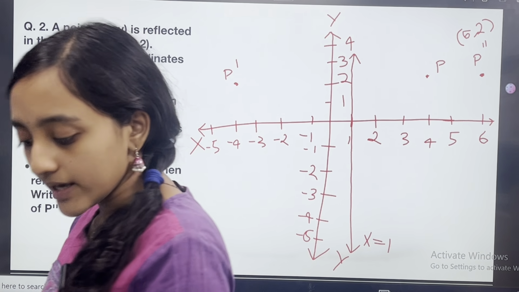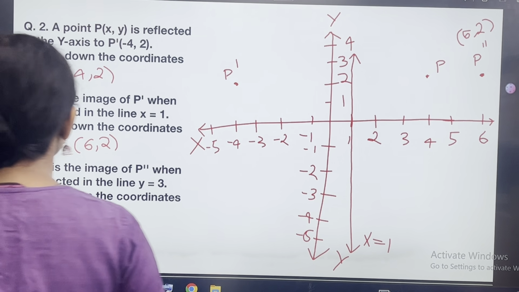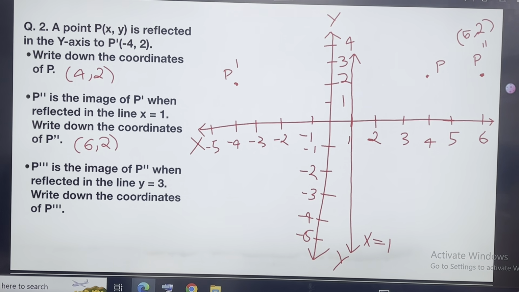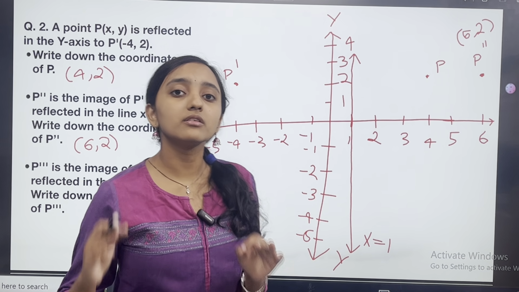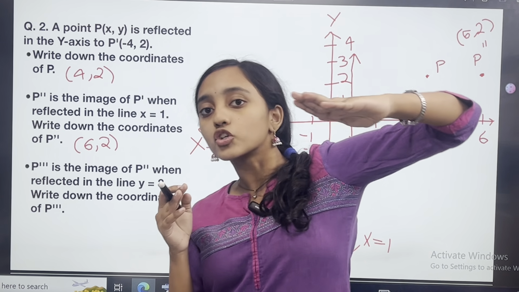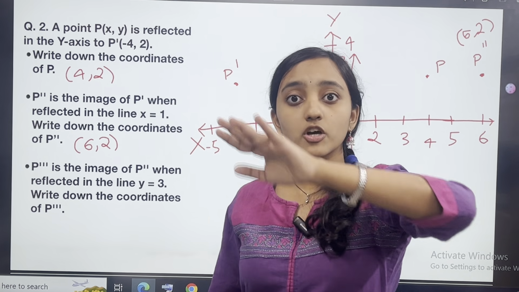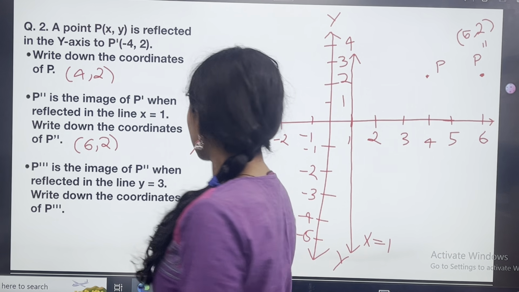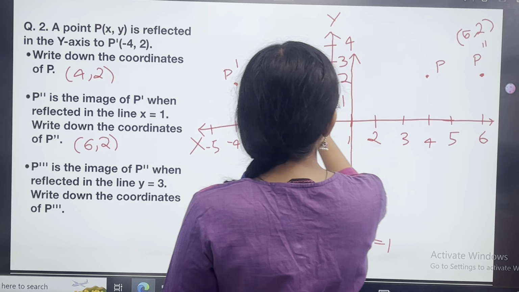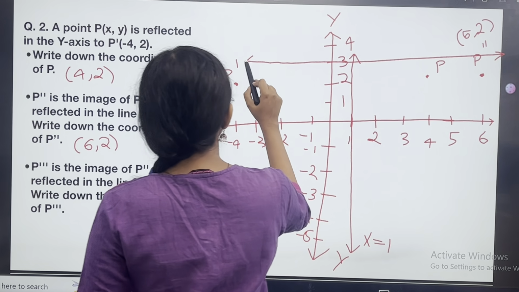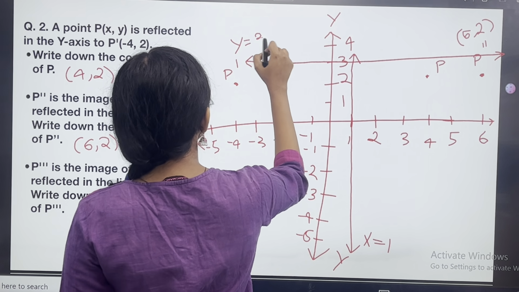Next, they are asking you P triple dash is the image of P double dash when reflected in the line y is equal to 3. Find 3 on the y-axis and draw a line, because along the entire line, the y-coordinate will be 3. So this is the line y is equal to 3.